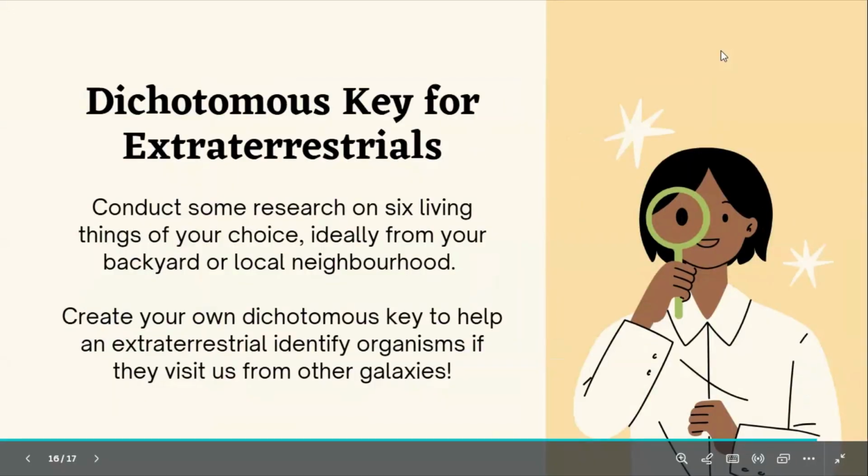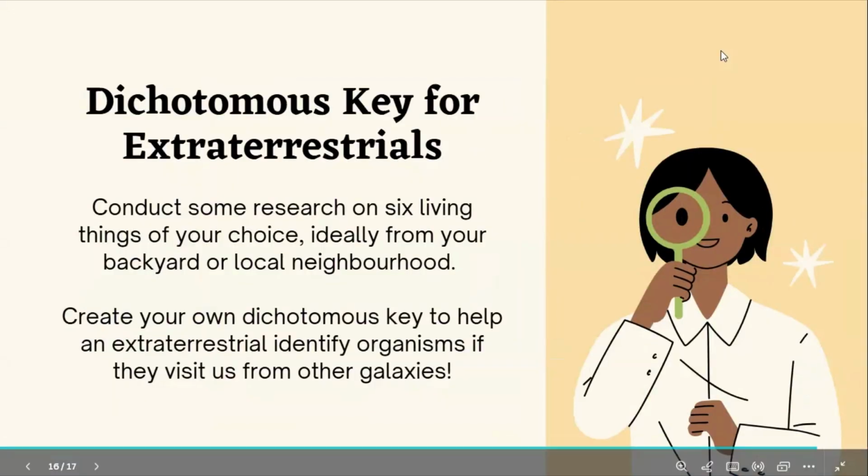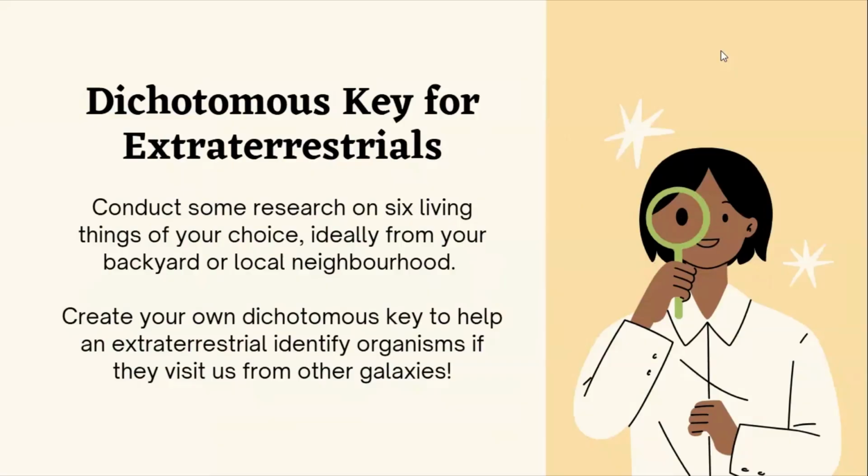Now, I'm giving you a task: conduct research on 6 living things of your choice, ideally from your backyard or local neighborhood. Create your dichotomous key to help an extraterrestrial identify organisms if they visit us from other galaxies. You can conduct this and let me know in the comment box below. Or you can mail me. I'll be pinning my mail ID in the comment box below.